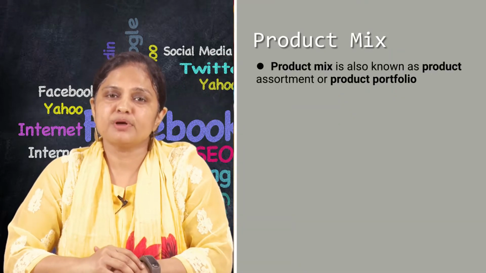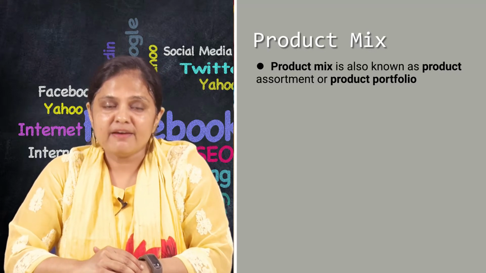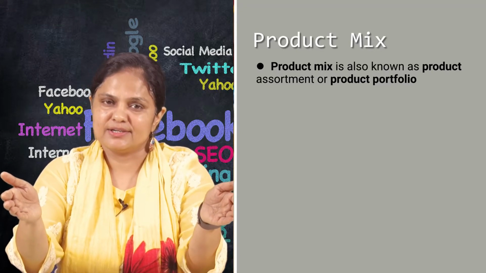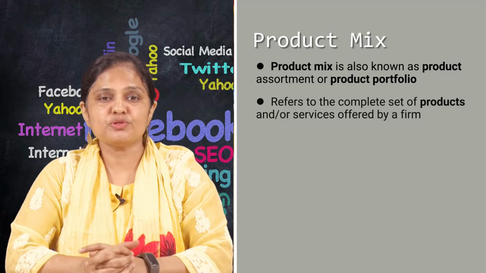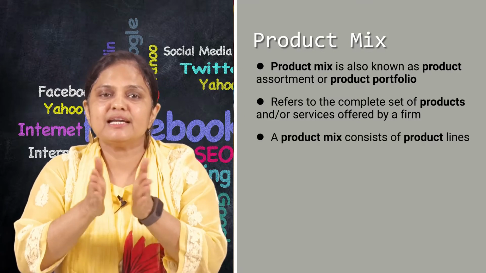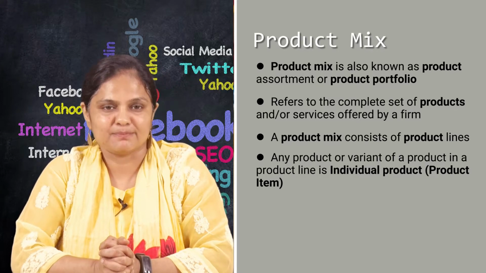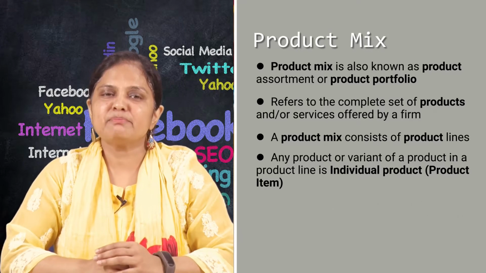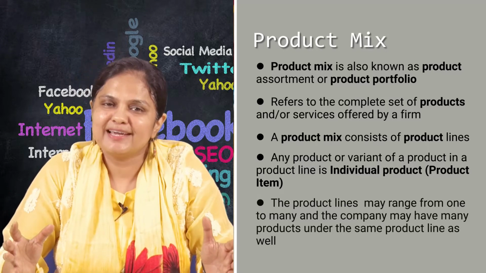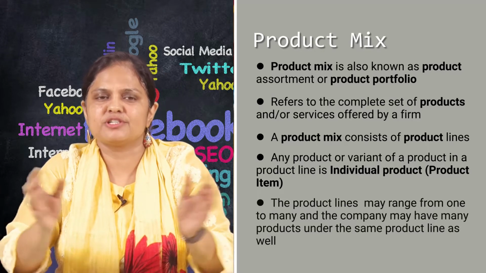Product mix is also known as product assortment or product portfolio. That means when we talk of the product mix of a company, we are referring to the basket of all the products that a company is offering to the various segments of the market. It refers to the complete set of products and services offered by a firm, and it consists of several product lines. A product or variant of a product in a product line is an individual product, also termed as product item. So product mix is the set of all the product lines that a company is offering, and a product line is a set of different variants of the same product, which is also termed as product item.